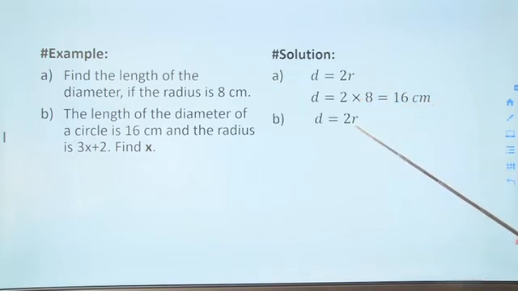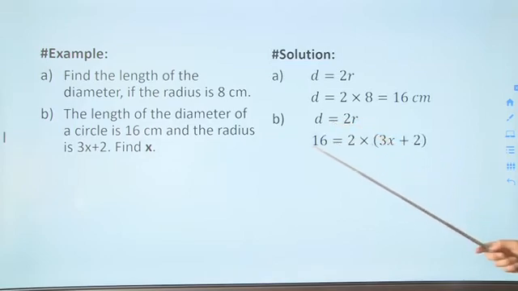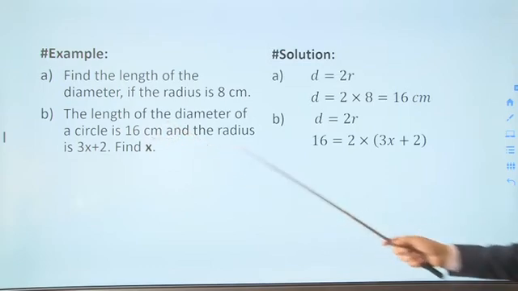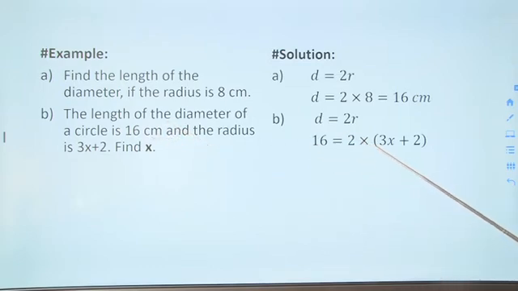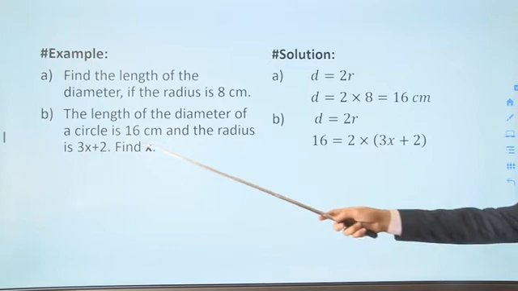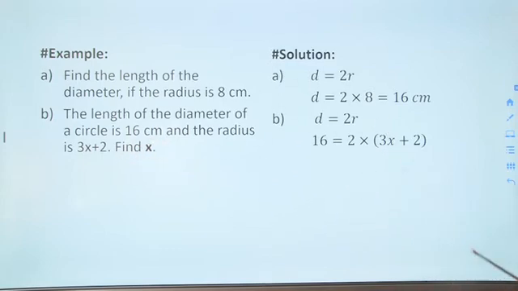Next, we know that diameter is equal to 2 times radius, and diameter is given here, that is 16 centimeters. 2 times radius is equal to 3 times x plus 2 centimeters. So here we get 3 times x plus 2 is equal to 8. So 3 times x is equal to 6, and finally x is equal to 2 centimeters. That's all.